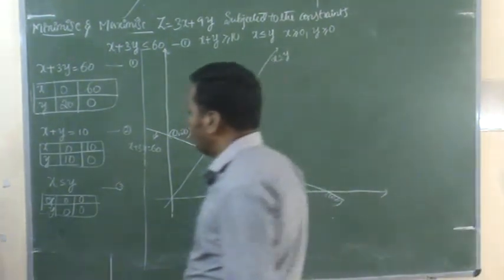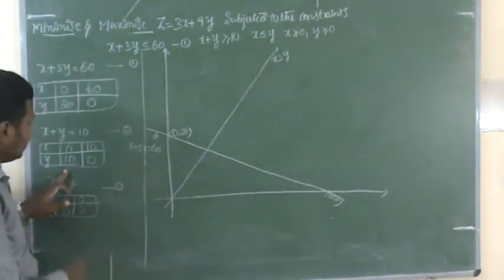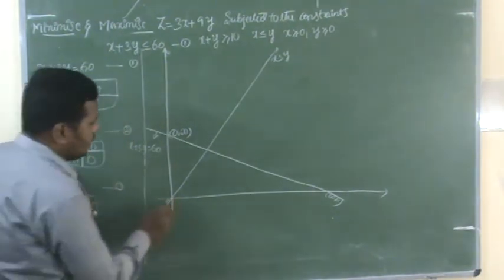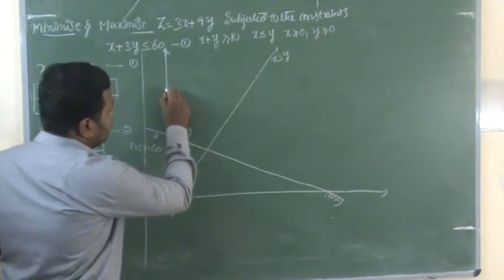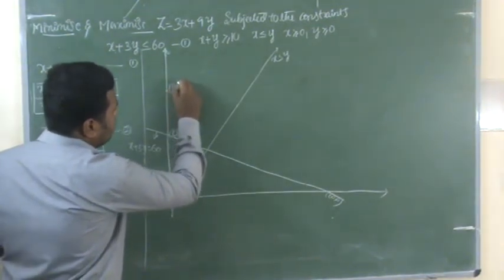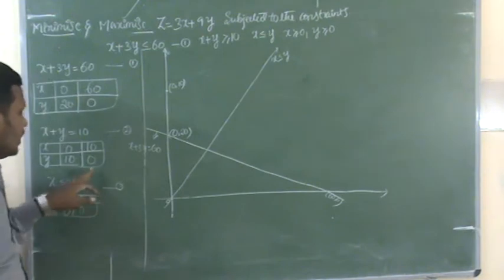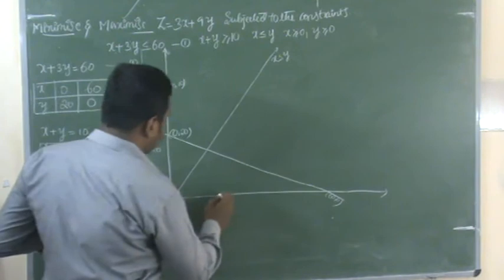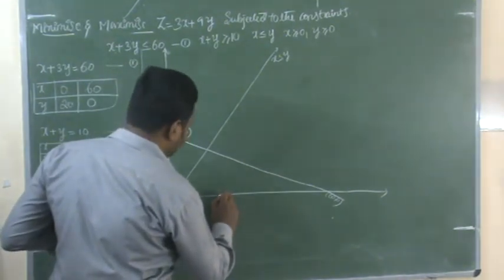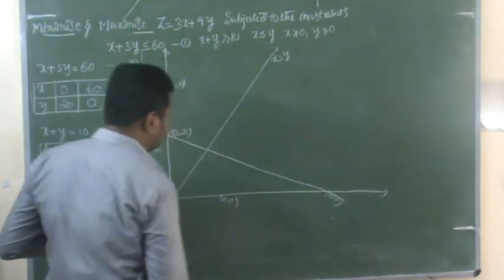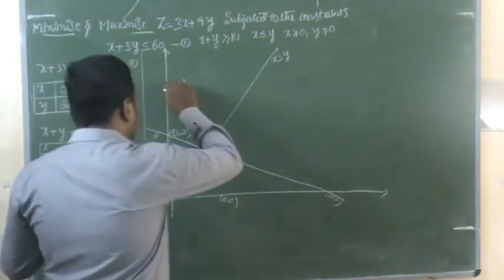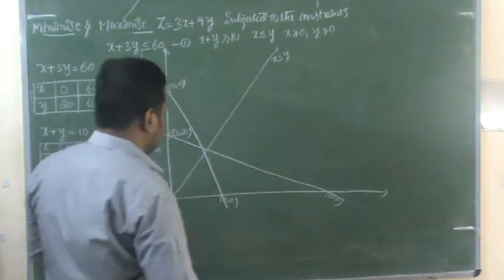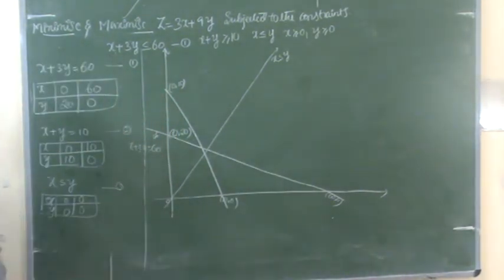Okay. Now, for this equation, when x is equal to 0, the y value is 10. That is 0 comma 10. And when y is equal to 0, the x value is 10. That is 10 comma 0. Okay, joining these 2 points.